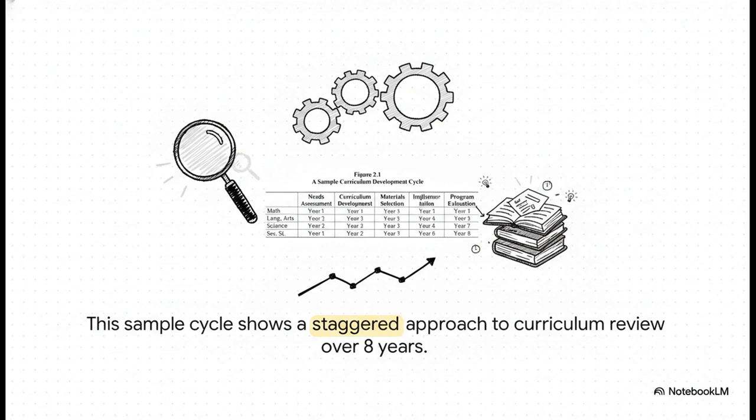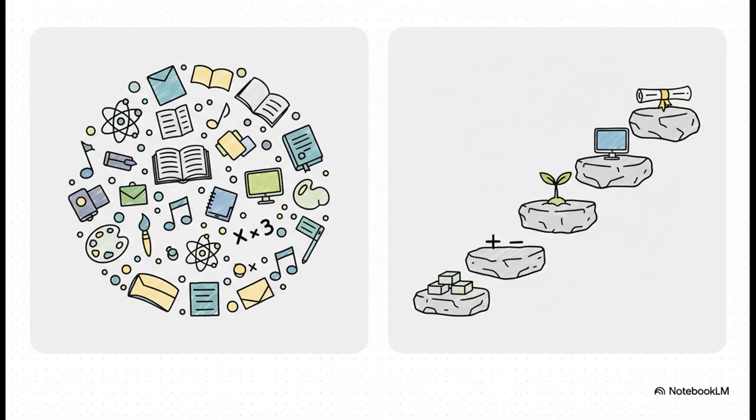By staggering the work like this, you can be thorough without burning everyone out. It's just smarter. Okay, 2 really critical ideas in this phase are scope and sequence. Scope is what you teach, the breadth and depth of all the content. And sequence is when you teach it, the logical order it's presented in. Getting this right is everything.